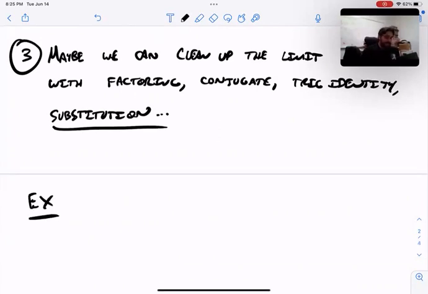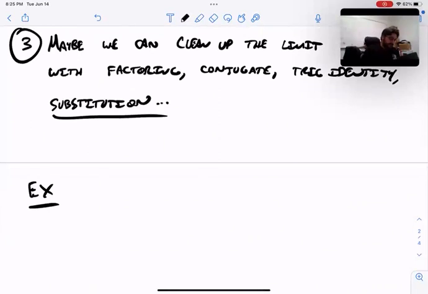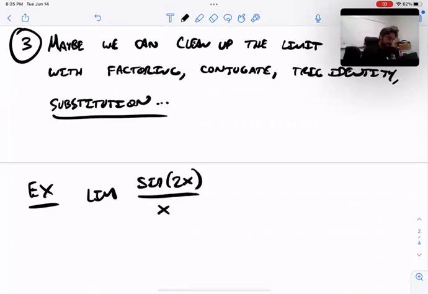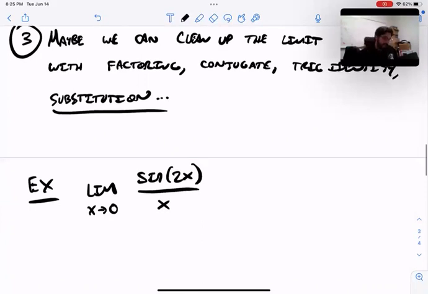So here is a very, very common setting. Suppose we had the limit of sine of 2x over x, as x approaches 0. Well, here I can't just plug it in because I get 0 divided by 0 if I try to plug in. So what could I do instead?